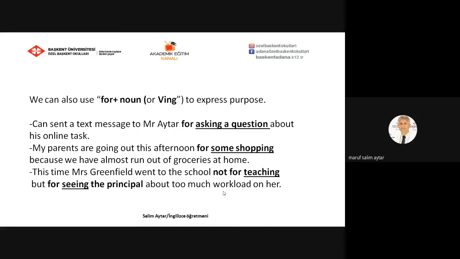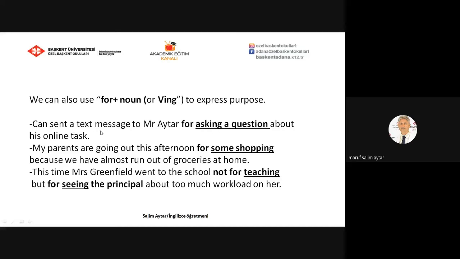We can also use for plus noun, or instead of a noun, we can use verb plus ing. We can put ing after a verb to express purpose. John sent a text message to Mr. Itar for asking a question about his online task. See, after for, we put ing to the end of the verb ask and we make it into a noun.